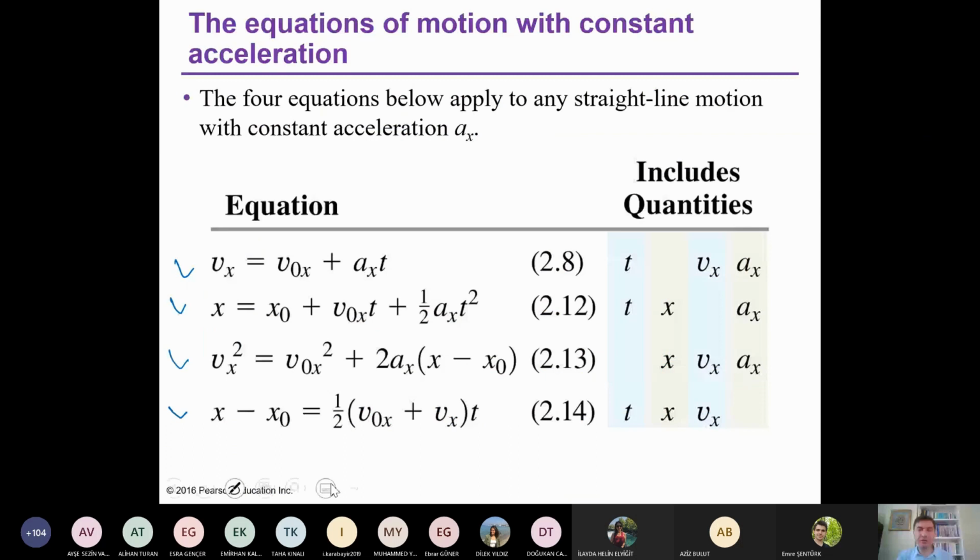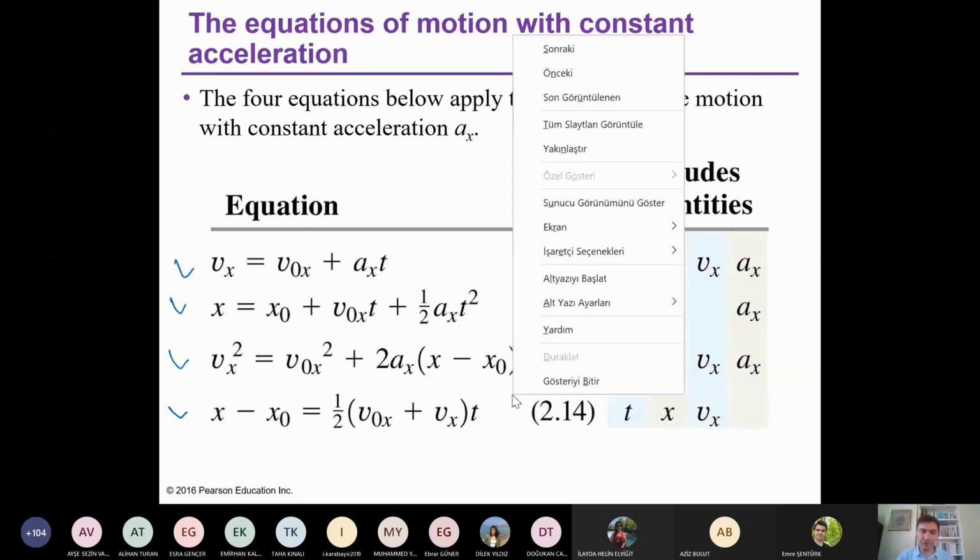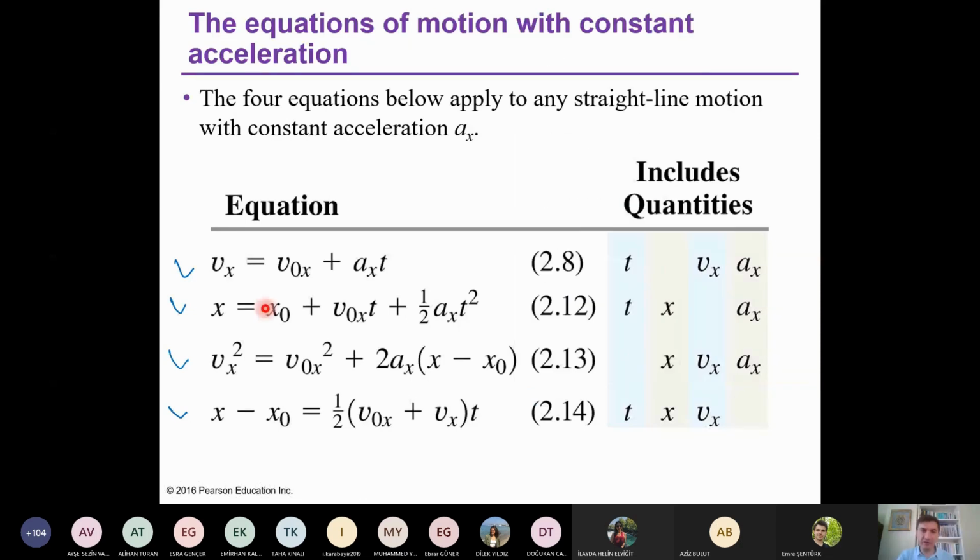So as I told you at the beginning, these equations are very important and very useful. So you have to use these equations for the forthcoming chapters also if the acceleration is constant. And I would like to remind you here that if the acceleration is not constant, you cannot use these equations. These are only valid for constant acceleration. Okay, do you have any question here?